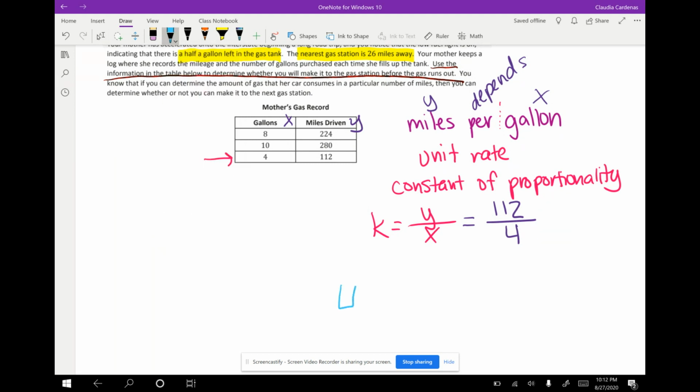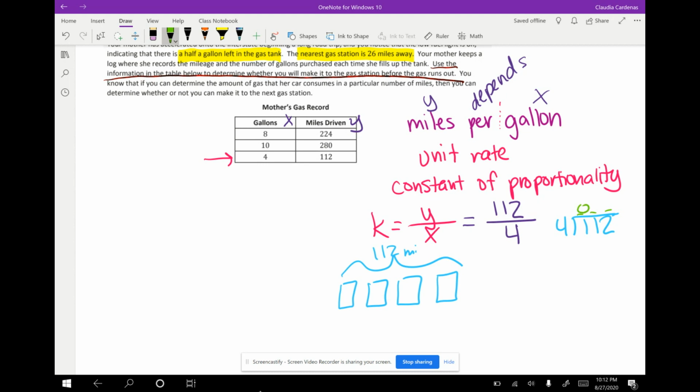So I know that this is 1 gallon, 2 gallons, 3 gallons, 4 gallons, and it gives me a total of 112 miles. And so that's just a reminder that I am dividing the 112 into 4 pieces, or into the 4 gallons. And so we're putting our seats here.